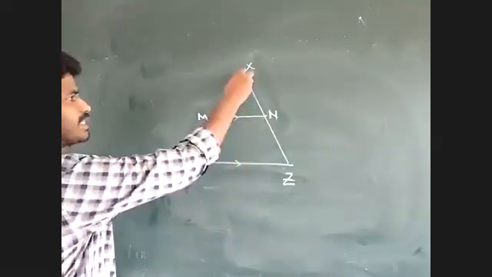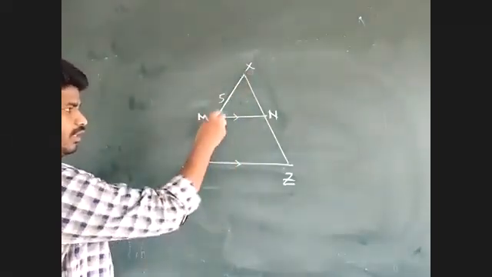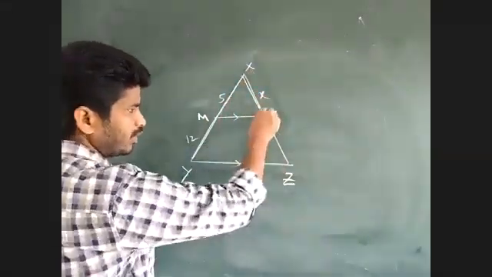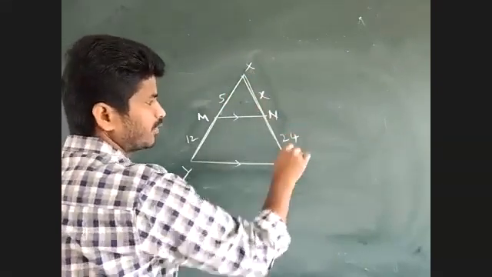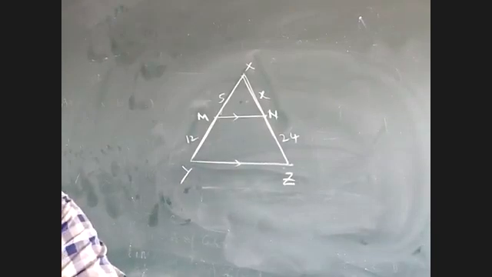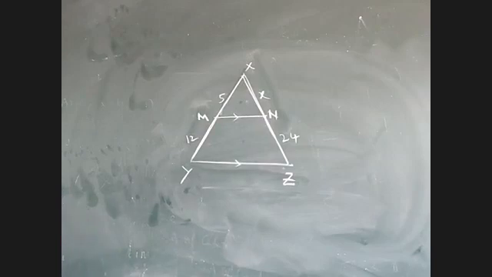For example, if MN is parallel to YZ in triangle XYZ, XM equal to 5, MY equal to 12, XN equal to x, NZ equal to 24, then find the value of x. How to calculate the value of x?